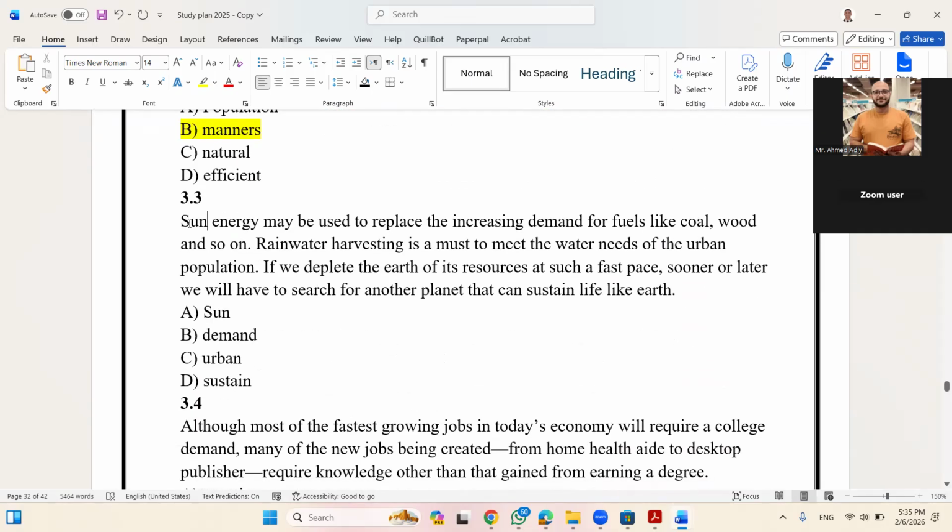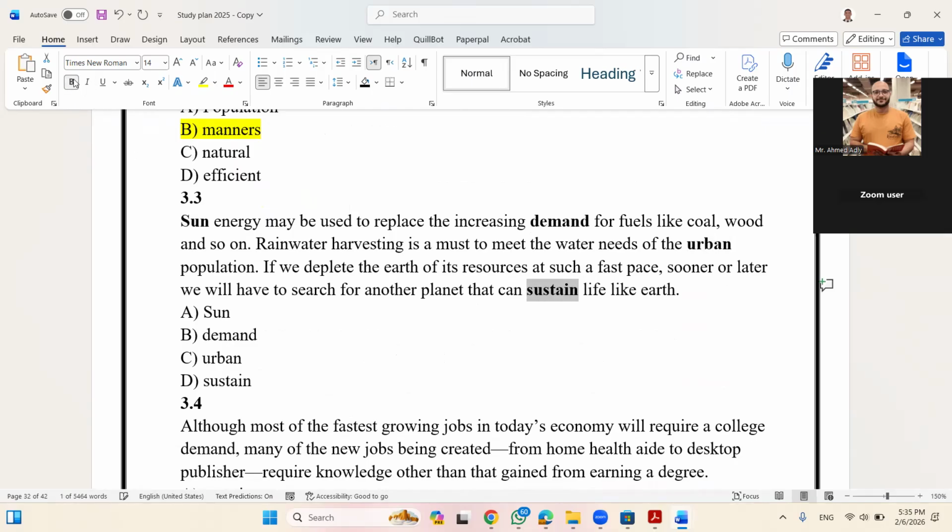Sun energy may be used to replace the increased demand for fuel like coal, wood, and so on. Rainwater harvesting is a must to meet the water needs of the urban population. If we deplete the earth of its resources at such a fast pace, sooner or later, we will have to search for another planet that can sustain life like Earth. Good.